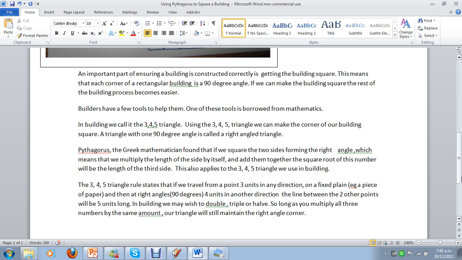Builders have a few tools to help them. One of these tools is borrowed from mathematics. In building, we call it the 3-4-5 triangle. Using the 3-4-5 triangle, we can make the corner of our building square.